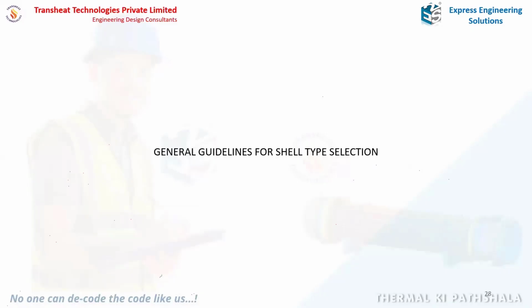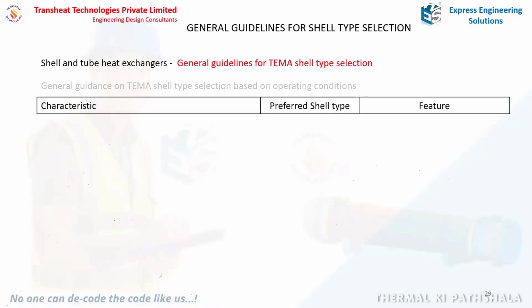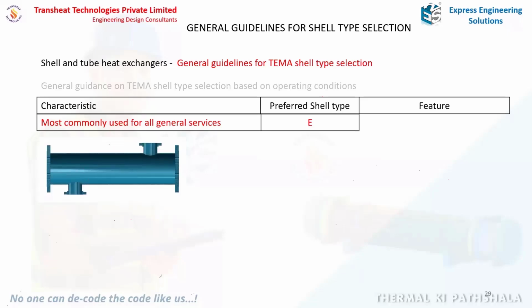Now we'll see what is the basis for deciding which type of shell to be used in a particular condition. So this is based on operating conditions again. Like, the most commonly used one is the E-type shell. This is the E-type shell where you have the tube sheets welded to the shell on both the sides.